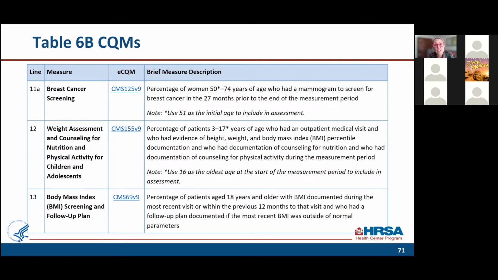Line 13 is the BMI screening and follow-up plan, again, colloquially known as the adult BMI and follow-up plan measure. This measures the percentage of health center patients aged 18 years and older with BMI documented during the most recent visit or within the previous 12 months to that visit, and who had a follow-up plan documented if the most recent BMI was outside of normal parameters. For this measure, if a patient has only had a telehealth visit in the year, they are not eligible for inclusion in the denominator. This is different from almost all of the other clinical quality measures.